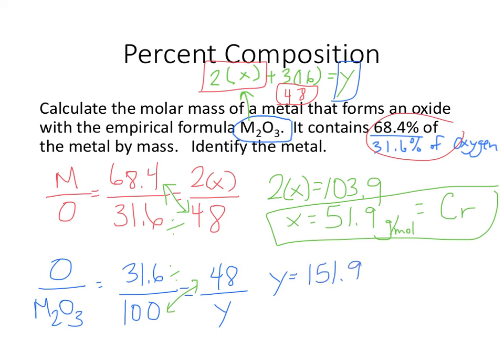Now the 151.9 is the total mass of the whole thing, so we're going to subtract the oxygen from it. So I end up with 103.9. That's the mass of 2 times X. So from there, I'm going to divide that by 2, just like I did previously, and get X is equal to 51.9, which is chromium. So that's just a different way to tackle the exact same problem.